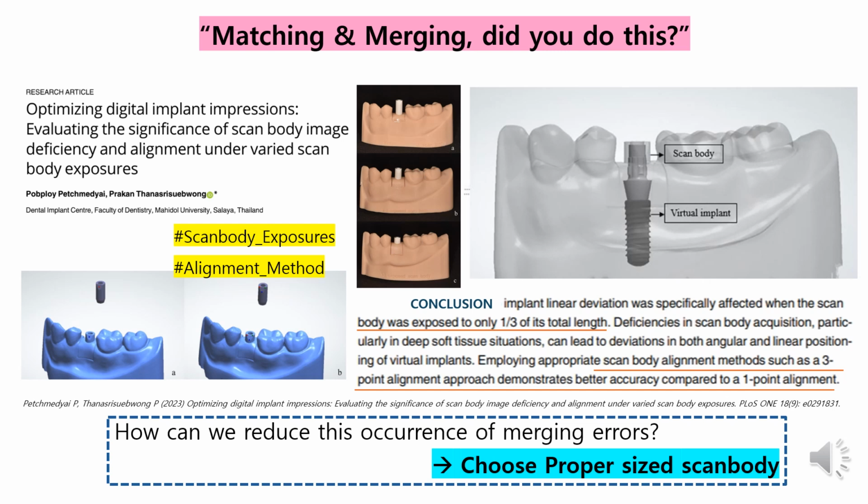The next suspect is the matching and merging process. How much of the scan body needs to be exposed to cause less deformation?